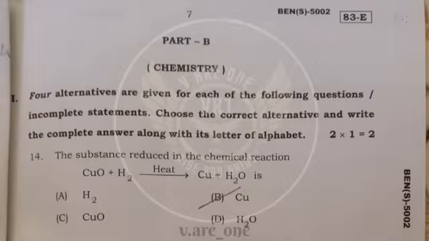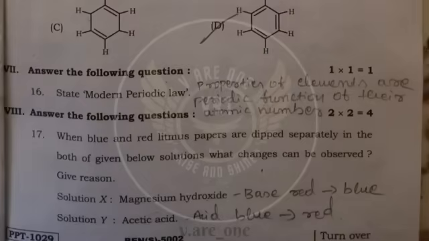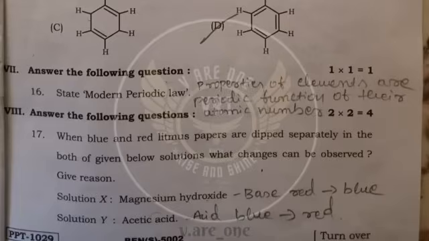In part B, we have chemistry. The 14th question is an MCQ, the substance reduced in the chemical reaction. Here copper is reduced. Option B, copper, is the correct answer. In the 15th question, the correct structure of benzene is option D. In the seventh main, answer the following questions. 16th question: state the modern periodic law. Modern periodic law states that the properties of elements are periodic functions of their atomic number.